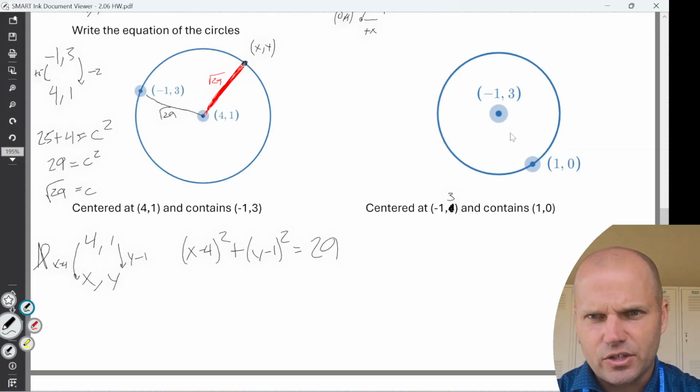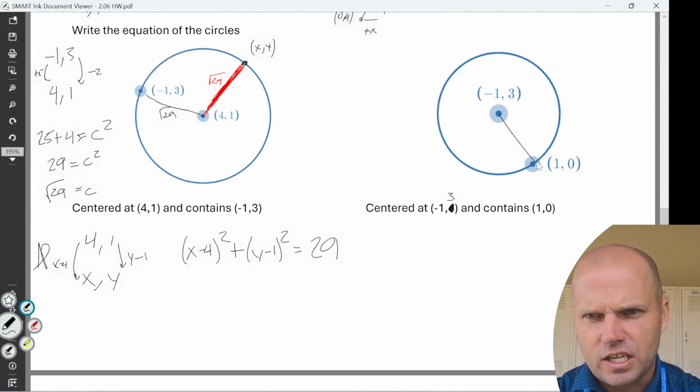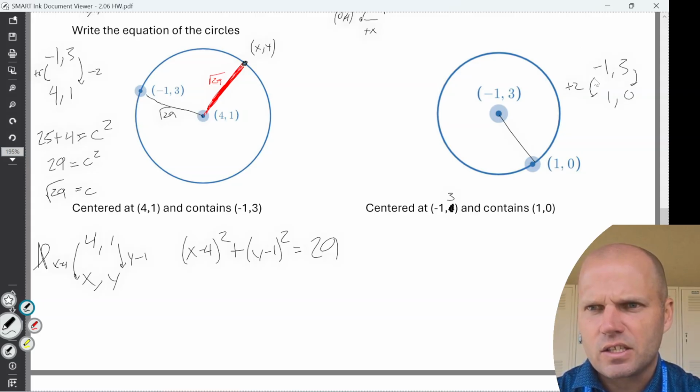All right, you guys should do this by yourself. The center is at negative 1, 3. It contains the point 1, 0. We need to find this radius. We're going to use the Pythagorean theorem to find the radius.